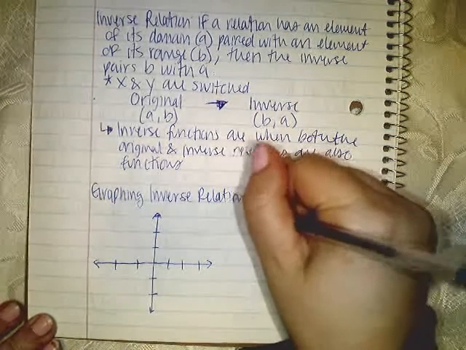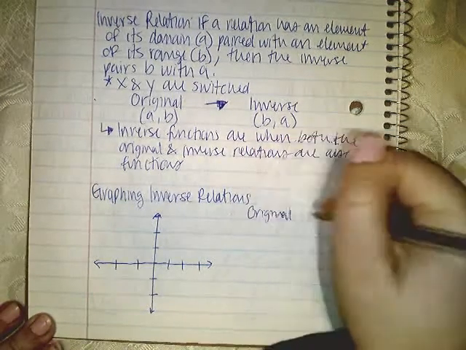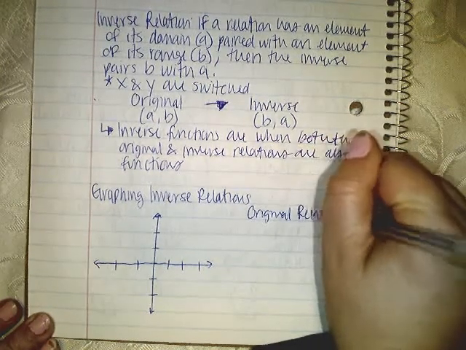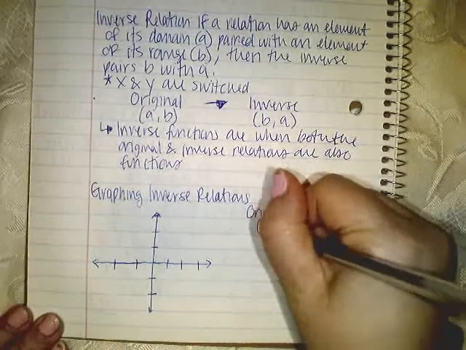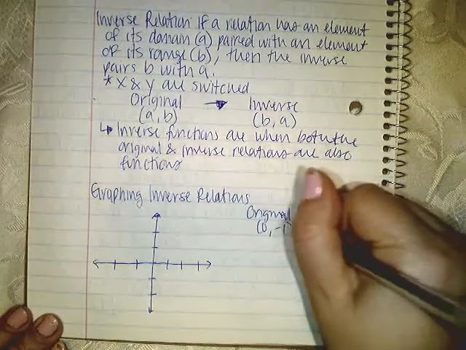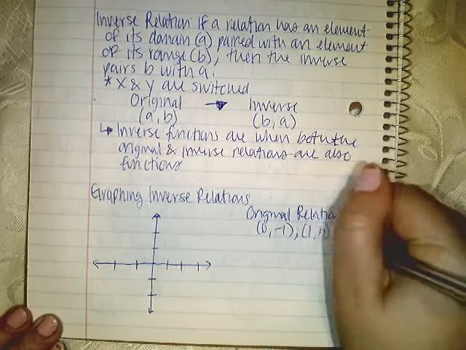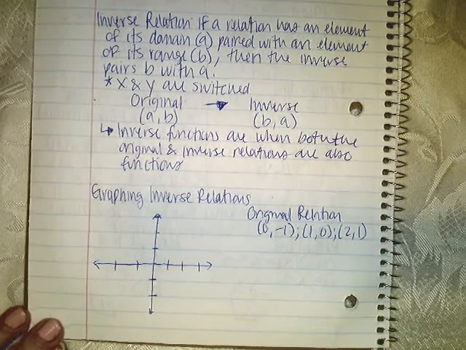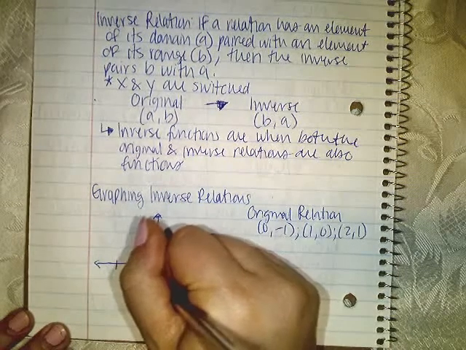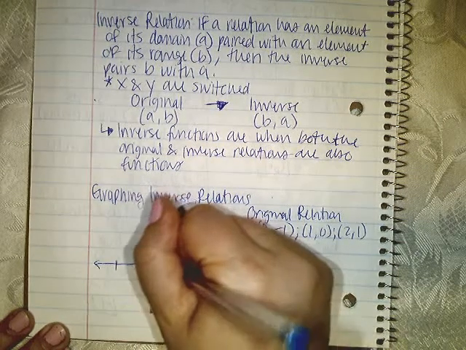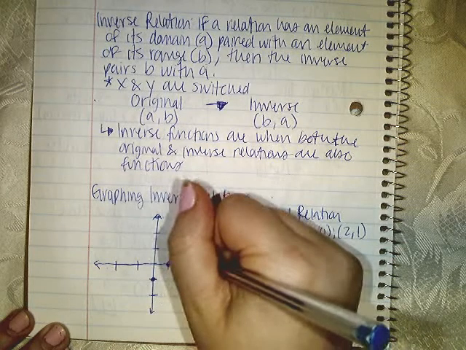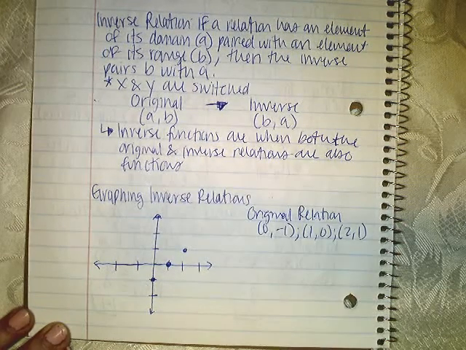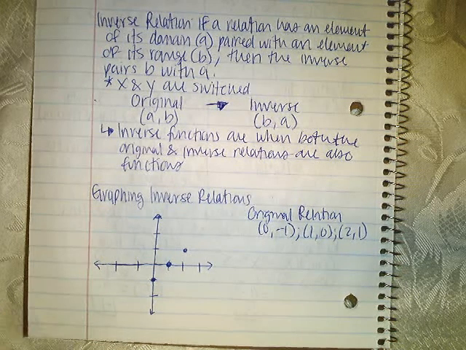So in our original relation, we're going to use the coordinates 0, -1, 1, 0, and 2, 1. So if I plot those points, I have 0, -1 here, I have 1, 0 there, and I have 2, 1 here. So that's my original function or original relation points.